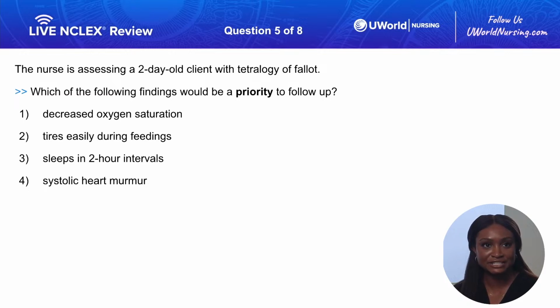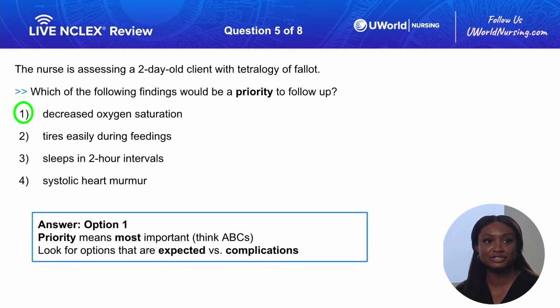The correct answer for this one is option 1, decreased oxygen saturation. So again, we're going to be thinking our ABCs. We're going to be thinking expected versus complications. So we're going to be expecting a 2-day-old client to be tiring easily during their feed. They're just being born. They're not really on that wake night day schedule yet, so they are going to be tiring out pretty quickly, especially with this Prioritization fellow.